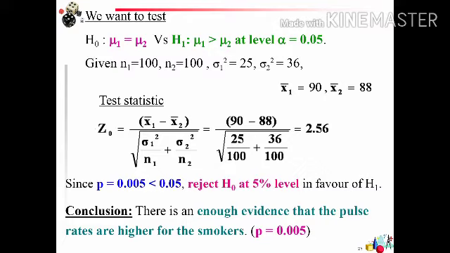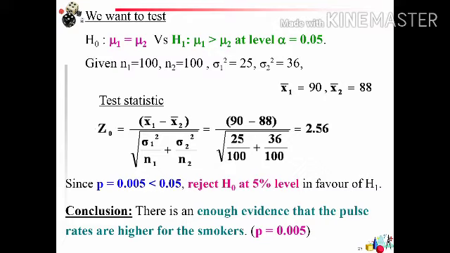Why do we take the alternative hypothesis H1 that mu1 greater than mu2? In the given question, the survey was conducted to see if the smokers have a higher pulse rate than non-smokers. So it's clearly defined there. That's why we take the alternative hypothesis H1 that mu1 greater than mu2, with mu1 representing the mean pulse rate of the smokers group and mu2 representing the mean pulse rate of the non-smokers group.